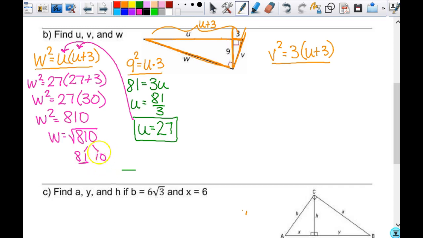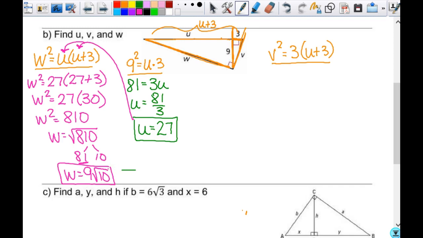This is not a perfect square, and it's not a prime number, but I also don't need to do much more because there's nothing that's going to come out of it to be pairs, right? So I would break it up, but I just have to put it right back together. And so in the end, W is just equal to what? 9 square root of 10. Okay. Everybody okay with that?